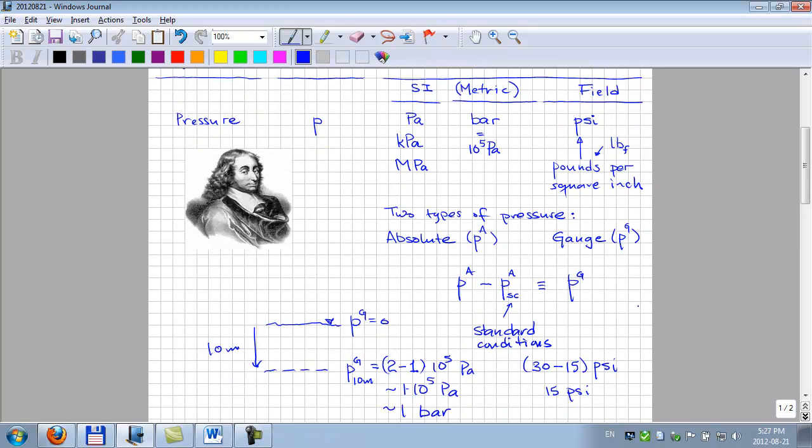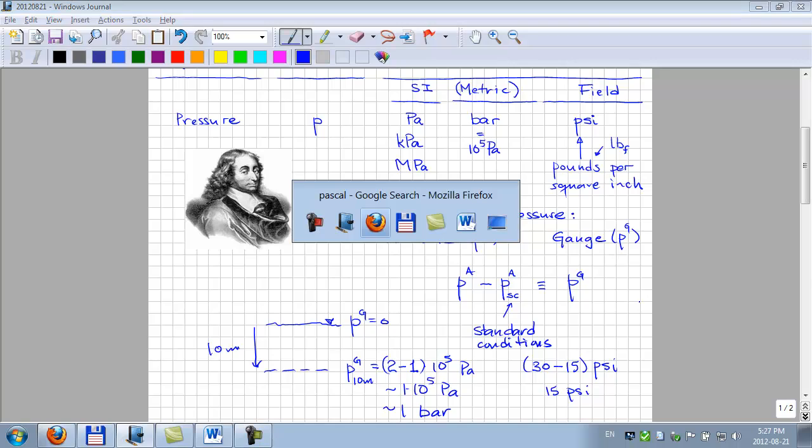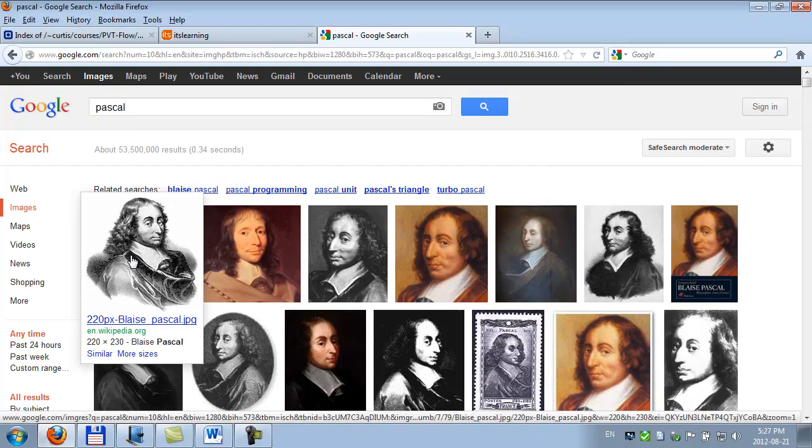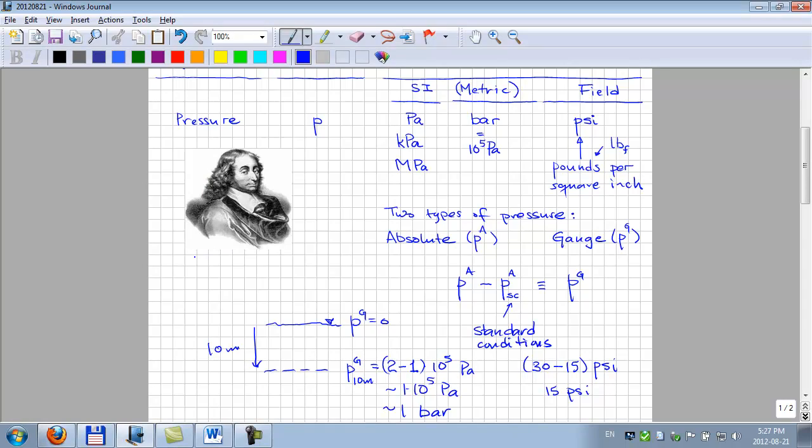Is that Pascal, that picture? Apparently so. I don't know. I mean, he's so old, how did they have pictures of him? But it says here, Blaise Pascal. I never knew his first name. All right. That's when long hair was in vogue.